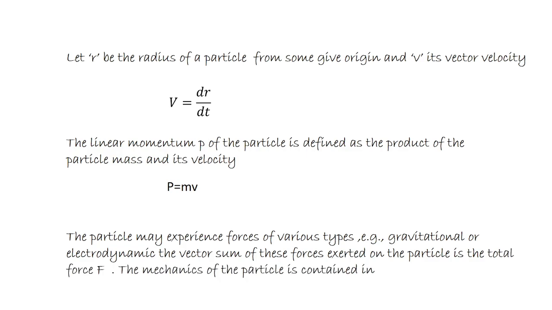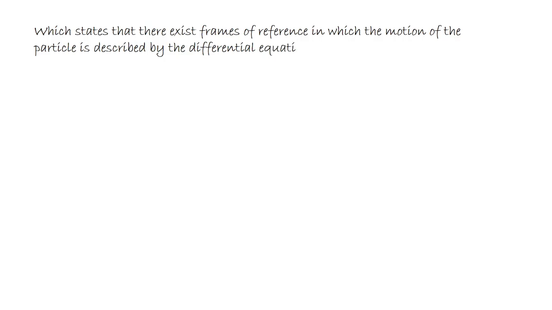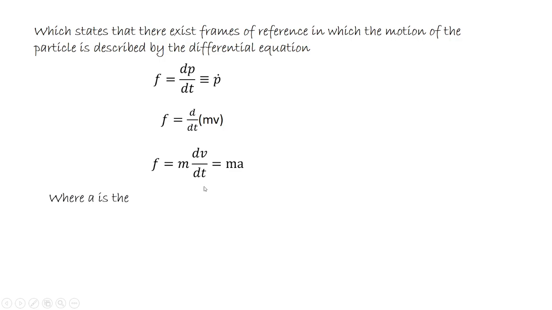The mechanics of the particle is contained in Newton's second law of motion. It states that there exists a frame of reference in which the motion of the particle is described by the differential equation F equals dp divided by dt, or p dot, where p is the linear momentum. Then F equals m dv divided by dt, F equals ma, Newton's second law, where a is the vector acceleration of the particle, d square r divided by dt square.